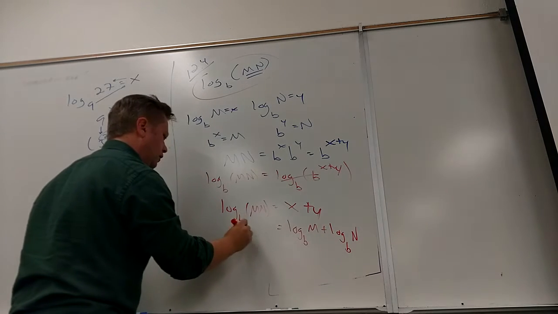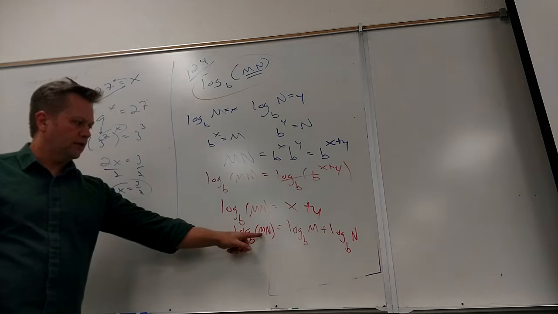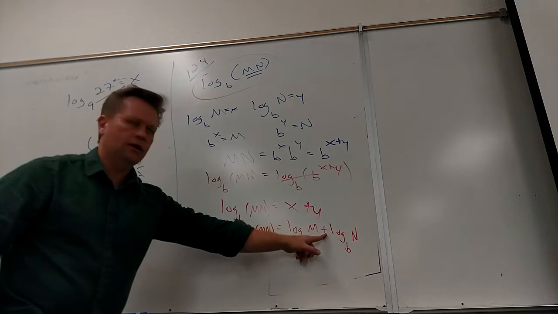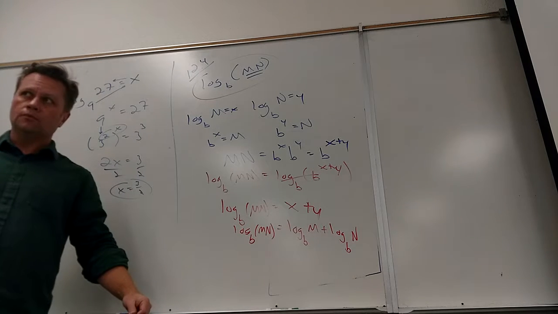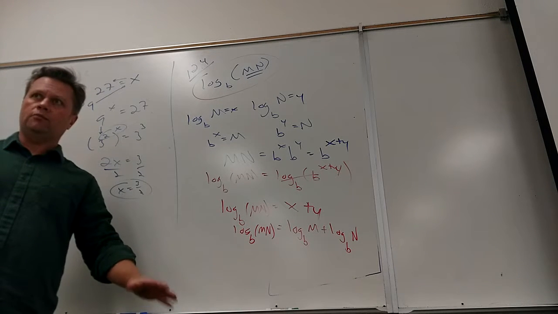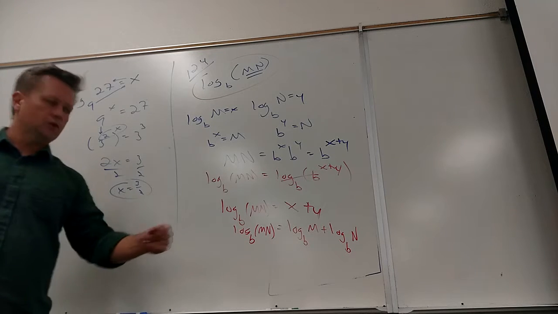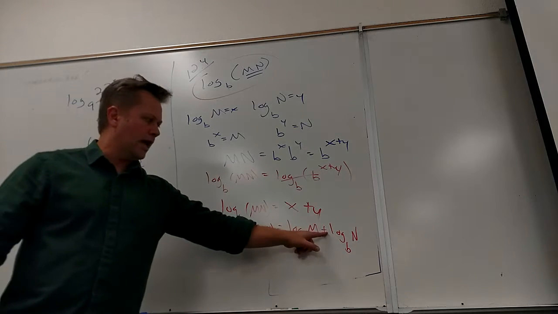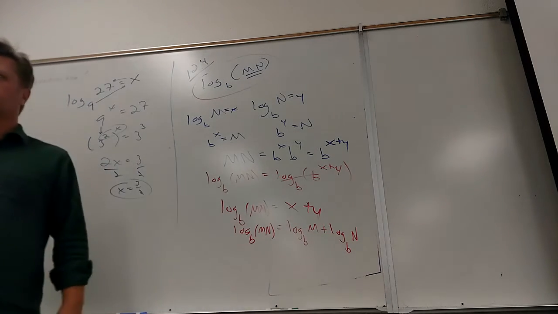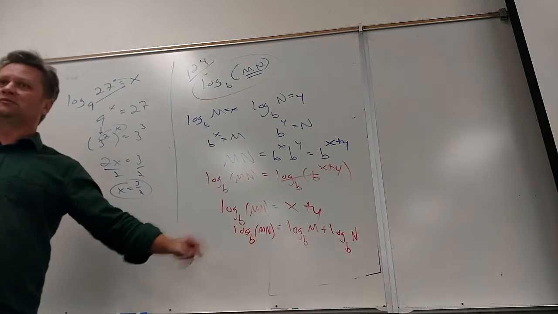So look what happened here. When I multiply things with the same base, I add the powers. Aren't logs powers? So I told you, every property of logarithms is the same as the property of powers. What's the power when I multiply things with the same base? I add the powers of each. That's the rule. That is a logarithmic rule.